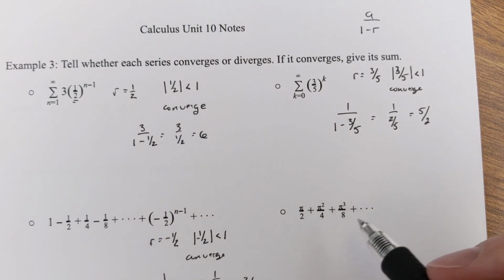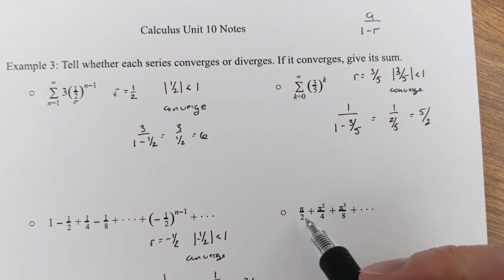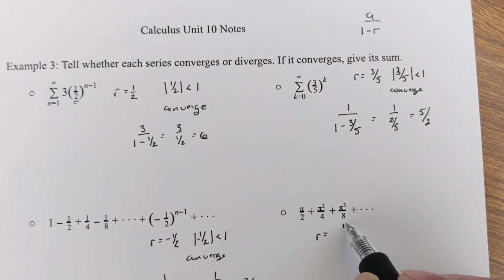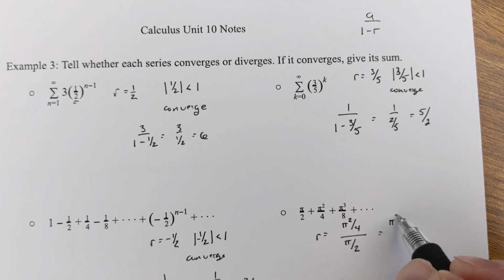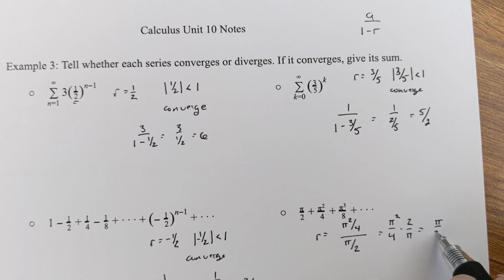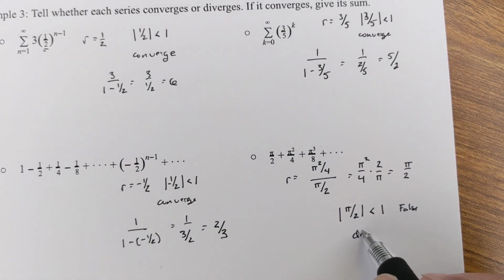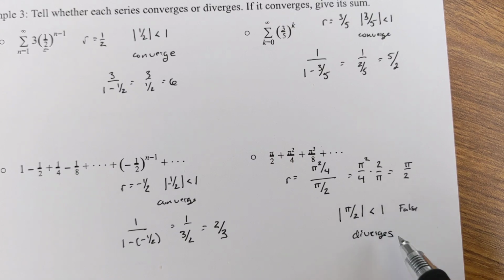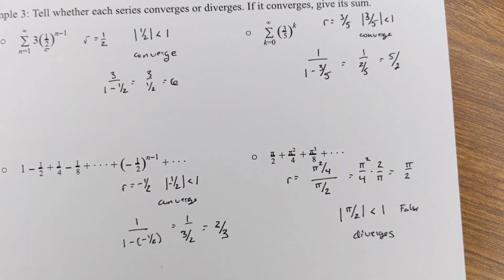So here, this one's a little bit trickier because it doesn't give us the formula, but to find the value for r, you take any term and divide it by the term in front of it. So this is going to be pi squared over 4 times 2 over pi, which ends up reducing to pi over 2. So the absolute value of pi over 2 less than 1, this is false. Pi over 2 is 1.75. So this series diverges because this number is not less than 1.